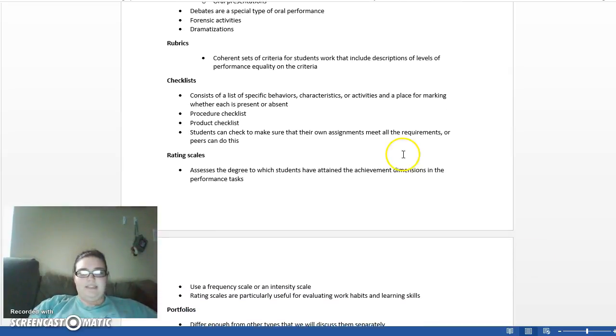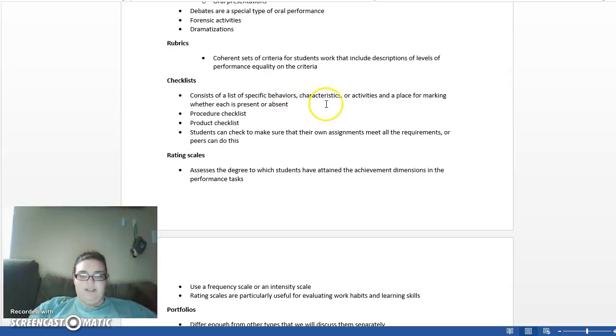Rubrics are coherent sets of criteria for students' work that include descriptions of levels of performance quality on the criteria. So a rubric can say from no understanding, some understanding, little understanding, great understanding, excelled understanding. A rubric can go from 0 to 5. It can go even more in depth than that. It's showing your children's understanding, and it's easier for you to be able to grade for your students.